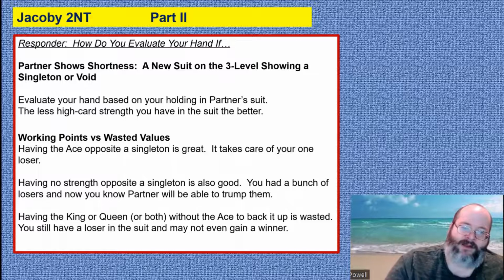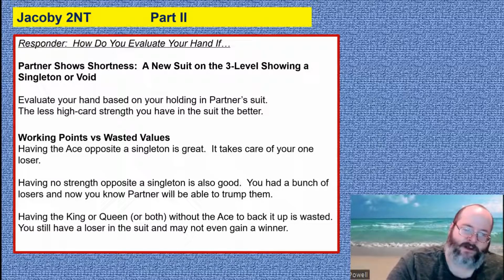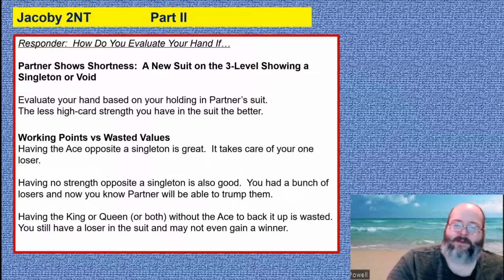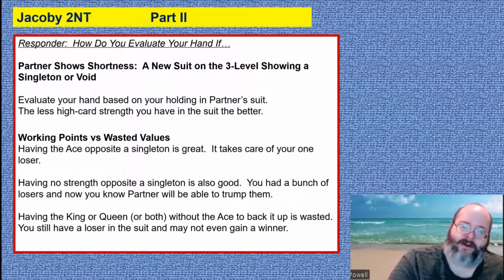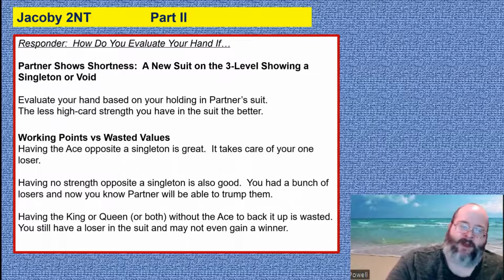So, I mean, the idea is you want to look at your partner's bid, you want to look at the suit he's short in, and you want to decide, okay, does that make my hand better, or does that make my hand worse? If it makes your hand better, you're thinking about moving towards slam. If it makes your hand worse, then you're going to want to sign off in 4.